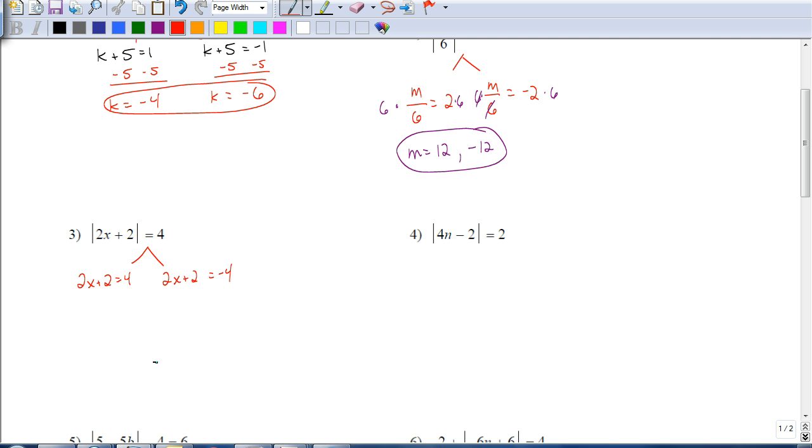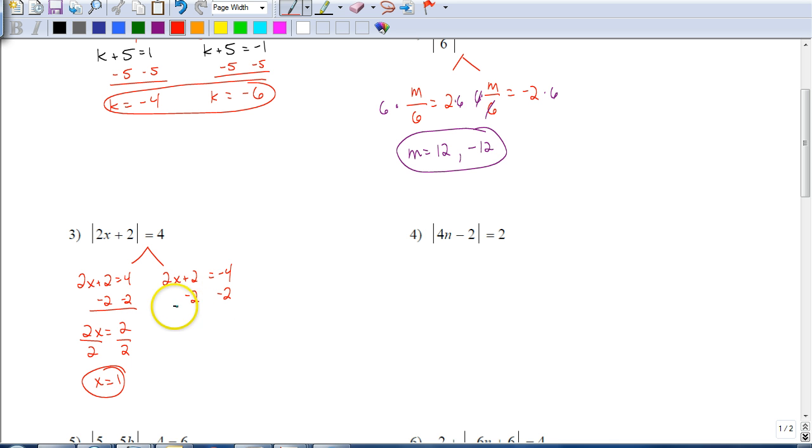Now we're going to solve both of these. So I'm going to start on this first one by subtracting 2 from both sides. That gives me 2x equals 2. Divide both sides by 2. That gives me x equals 1. That's one of my answers. Now again, please do not say your answer is 1 and negative 1.